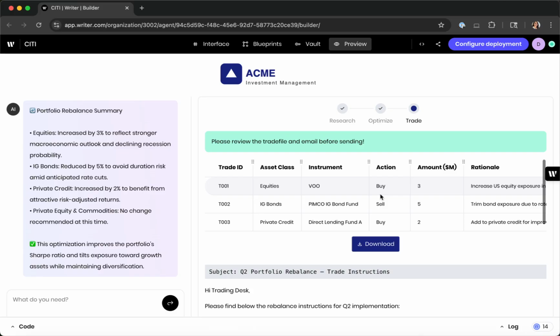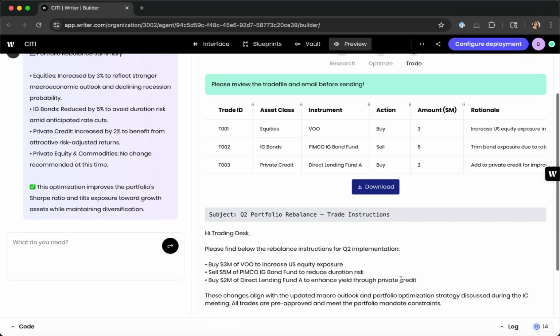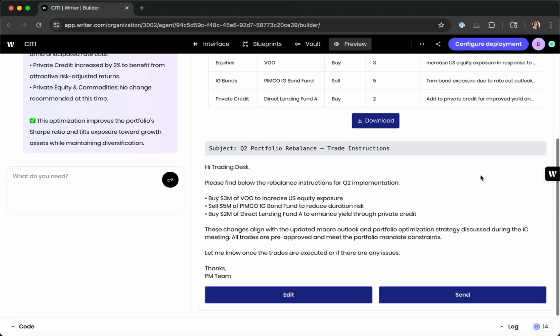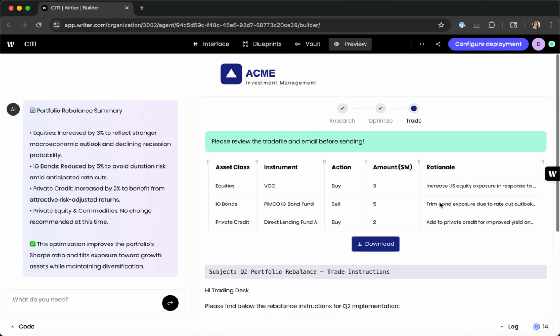And if I go back here, right, as I can see, there was a trade file generated with all of the trades, with the trade rationale, and then an email ready for the trading desk with the entire information on what the trader needs to do in order to be able to trade for this portfolio manager. And you can hit edit or you can hit send.